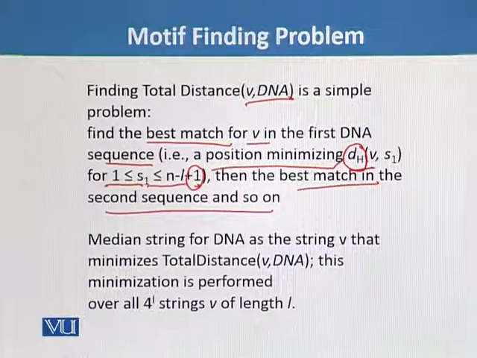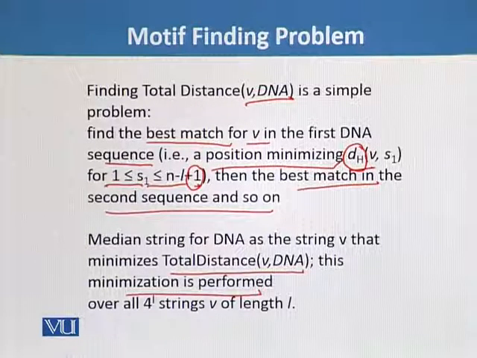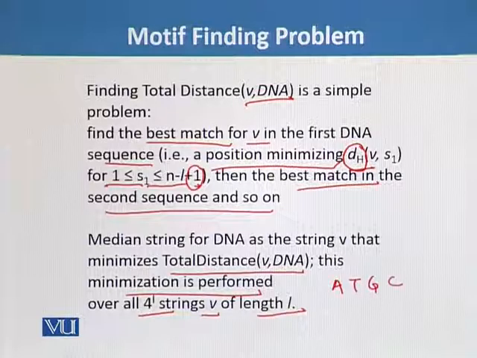So that is the minimum, taken over all possible starting positions S. And finally we define the median total distance V, DNA, that is, the minimization is performed. So we have to calculate this process for all the 4^L strings of V of length L. So 4^L means adenine, thymine, guanine, cytosine, and we have a specific L-mer length of the DNA sequence.